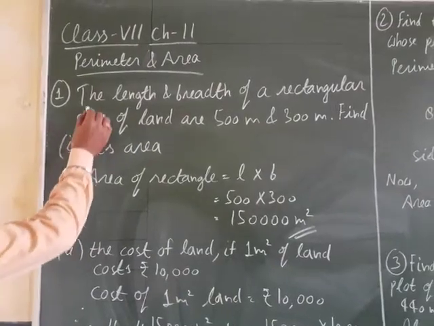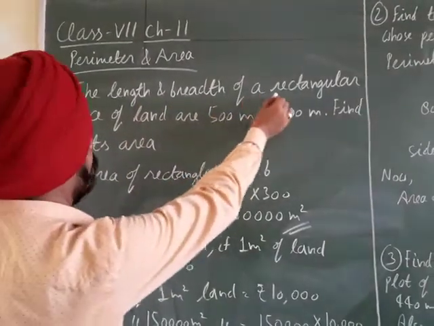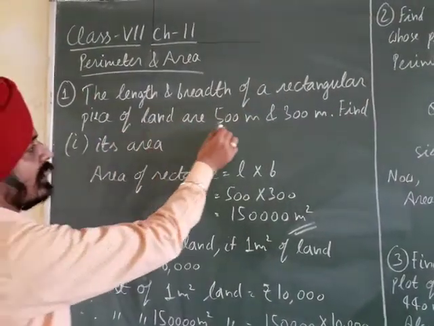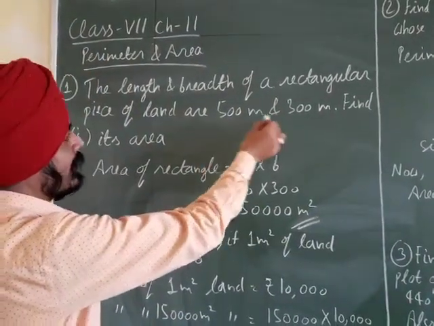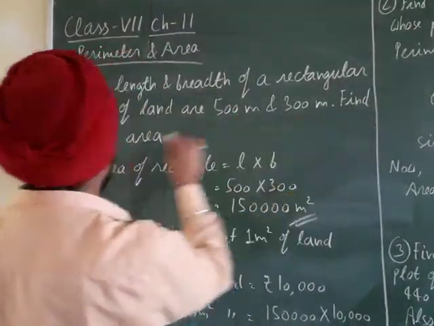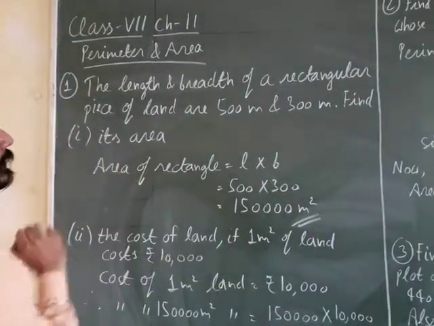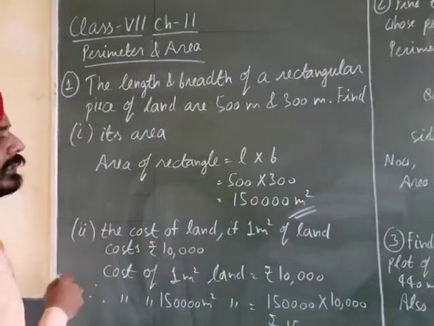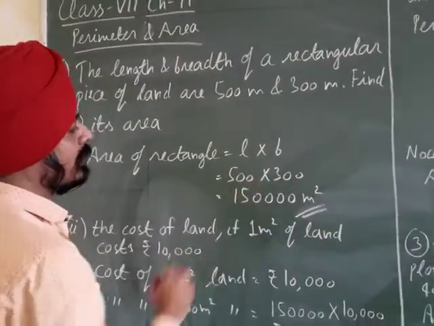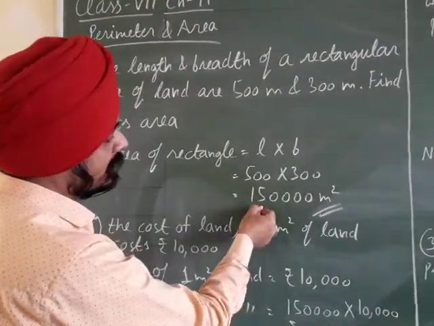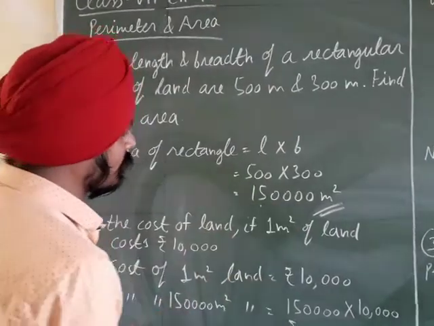See first question. The length and breadth of a rectangular piece of land are 500 meter and 300 meter. That means length is 500 meter and breadth is 300 meter. You have to find, first part is area. So you know that area of rectangle is length into breadth. So length is 500 multiplied by 300. You will get this much, 1,50,000 meter square.